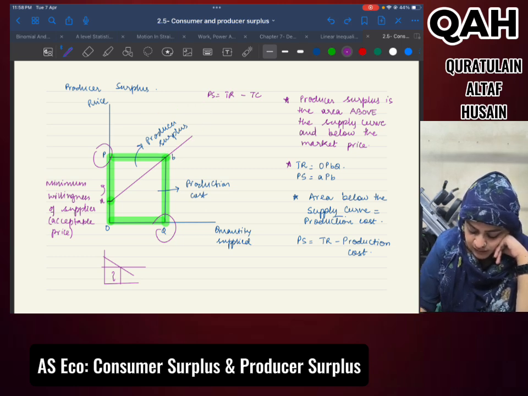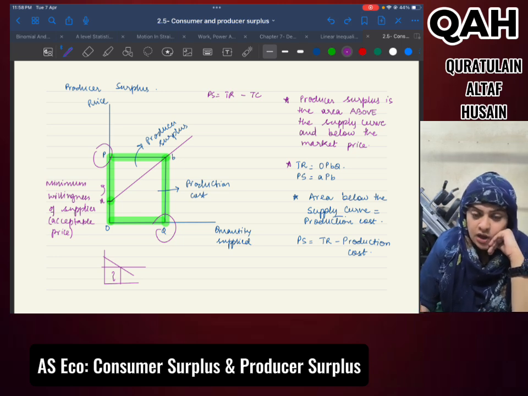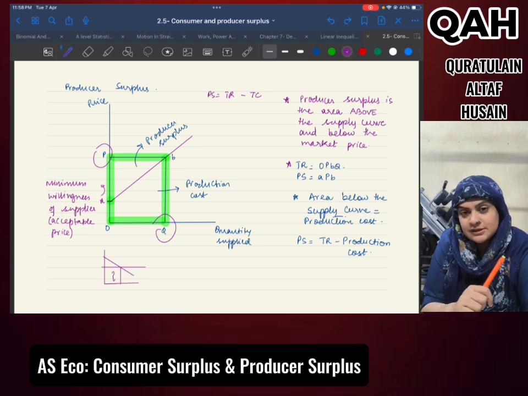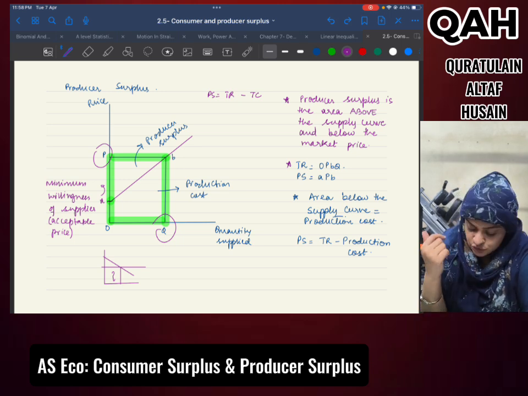Okay, so that is it for producer surplus and consumer surplus. I did explain how and why producer surplus and consumer surplus change. Those were 2 cases.